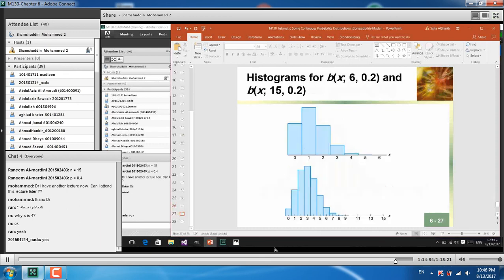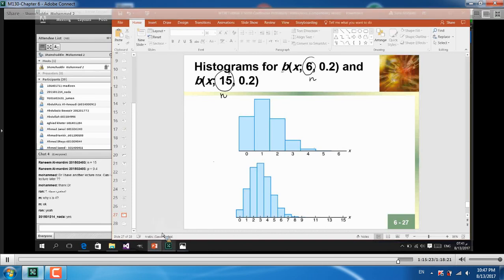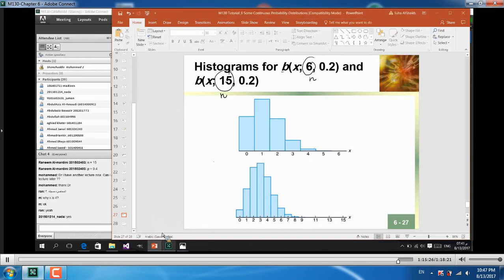Now here they are showing you an example of a binomial with size 6 and a binomial with size 15. See, the size is 6, so it is not that much normal. With size 15 it is more like a normal. Okay, with size 50 or size 100, it looks more and more like a normal distribution. Clear?